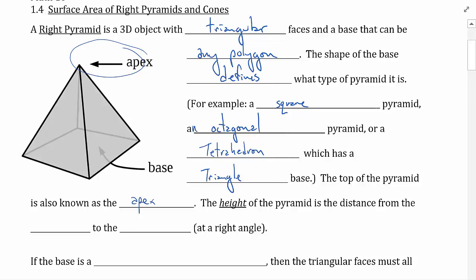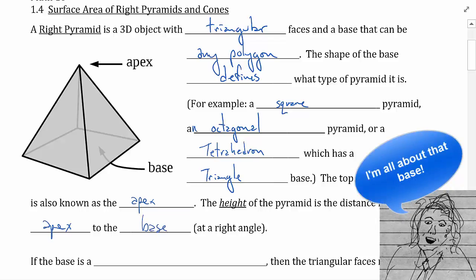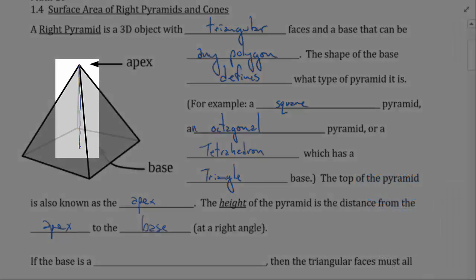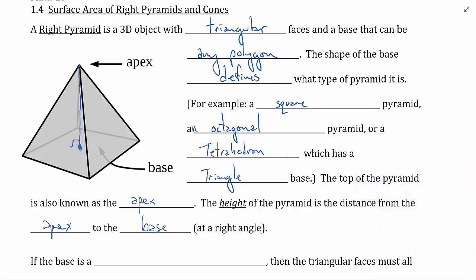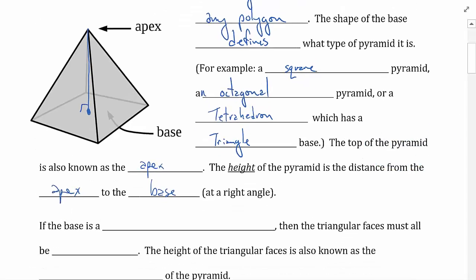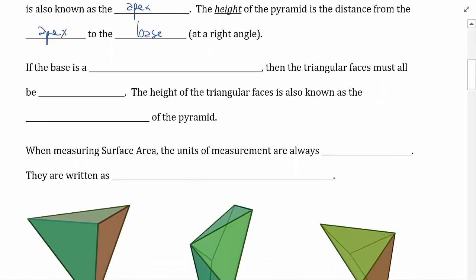And the height of the pyramid is the distance from the apex to the base at a right angle. Essentially, it goes from the apex directly down to the center of the base at a right angle. This is why we call it a right pyramid, by the way, because it hits the middle at a right angle. Let's scroll a bit here and keep going.